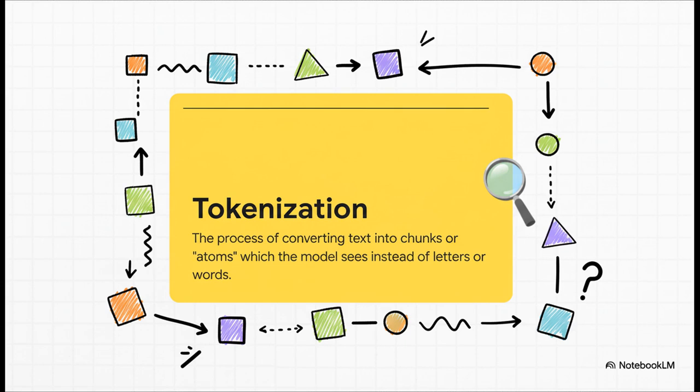Now, this is absolutely crucial. The model doesn't see words or letters the way we do. It sees tokens. The best way to think about them is like the atoms of language. They're just common chunks of characters. And this process, tokenization, is fundamental to everything that follows.